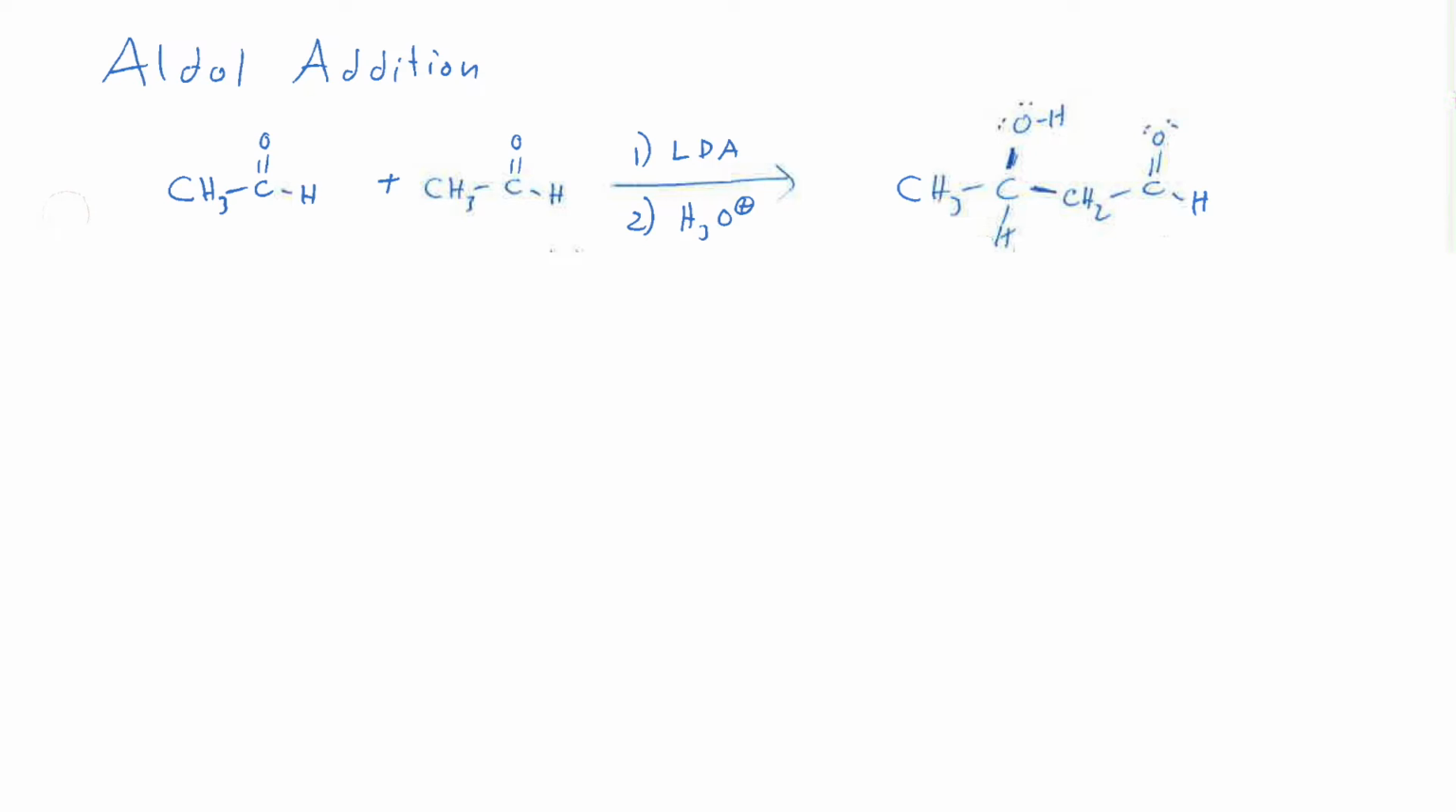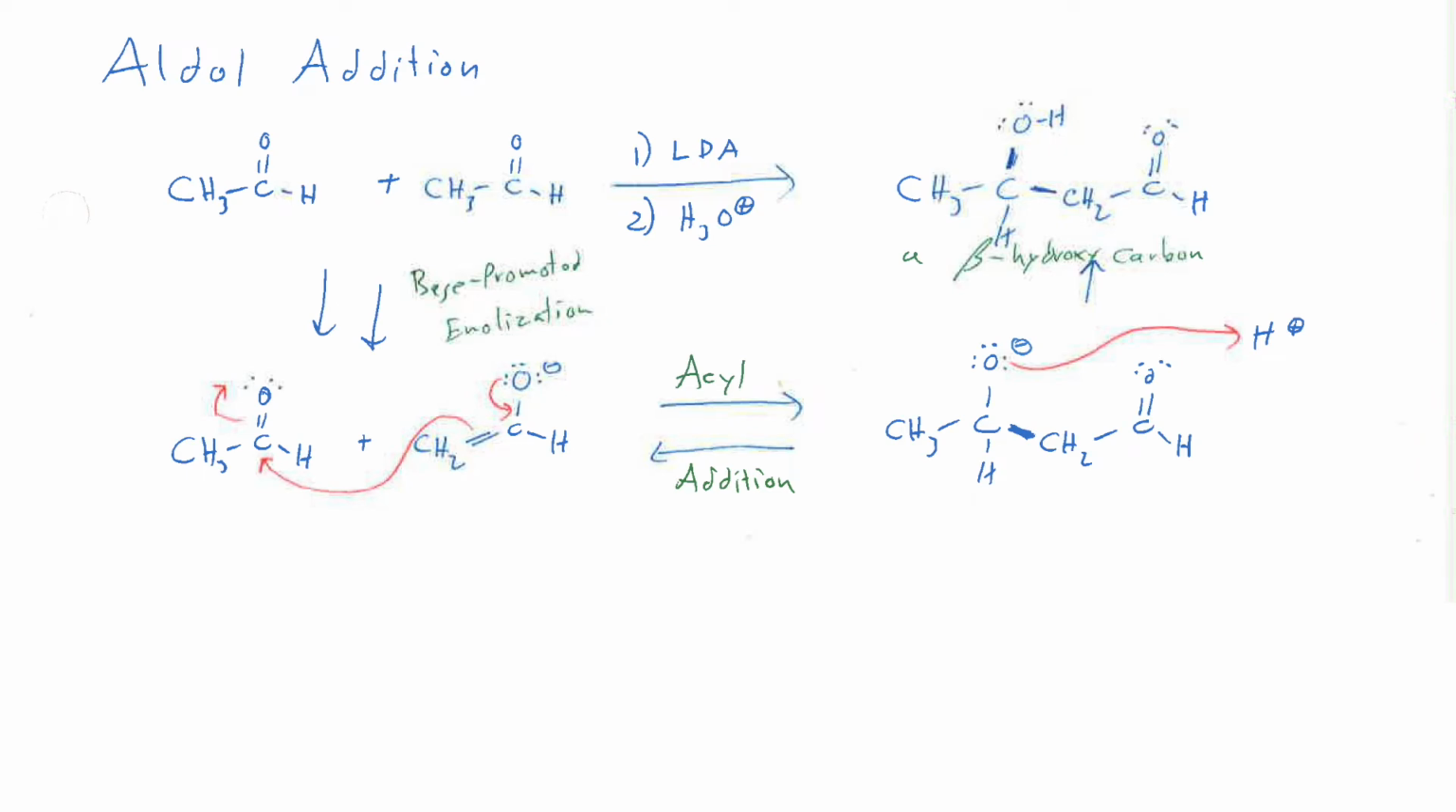We have all of this carbonyl. We're going to enolize one of those two carbonyl molecules. No, they don't have to be the same molecule, but again, I'm trying to keep it simple here for this first example. So the LDA is going to form the enolate of one of those two carbonyls, an aldehyde in this case. And then that enolate is simply going to react with the other carbonyl.